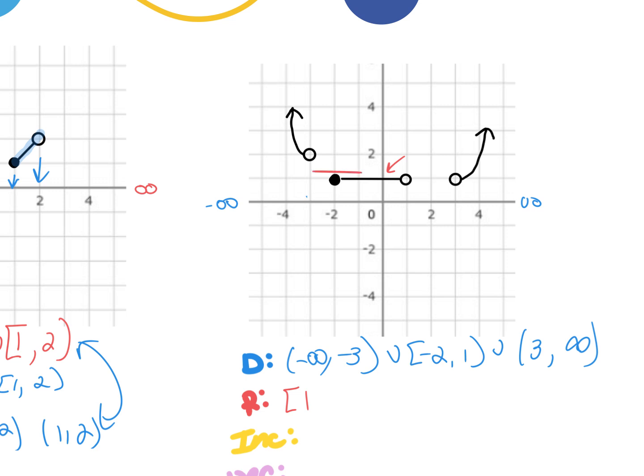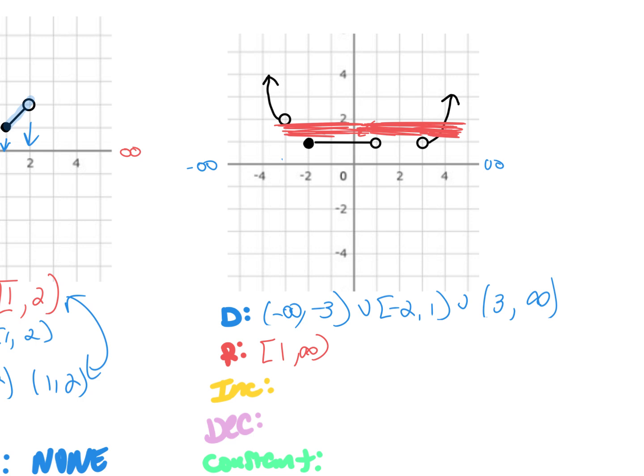I see a gap over here on this side. But if I look over here, is there a piece of the graph that exists on the right-hand side? Yeah. So there's no gap in your range. Your range is just from 1 to where? Infinity. Both of those arrows are going upwards.